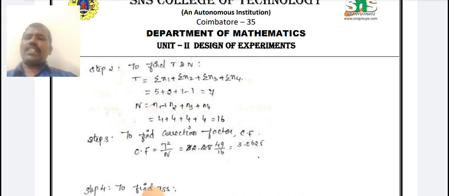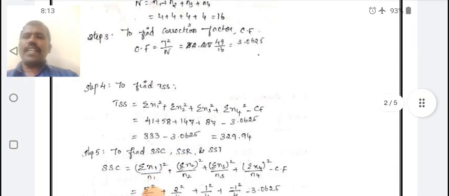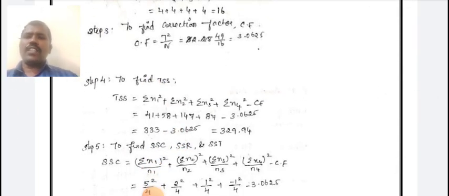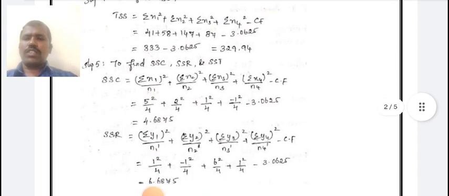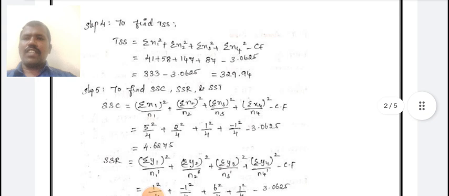To find the correction factor, CF equal to T square by N. T square by N, the value is 3.0625. Next, to find the total sum of squares. The formula is TSS equal to summation x1 square plus summation x2 square plus summation x3 square plus summation x4 square minus correction factor. The value is 329.94.